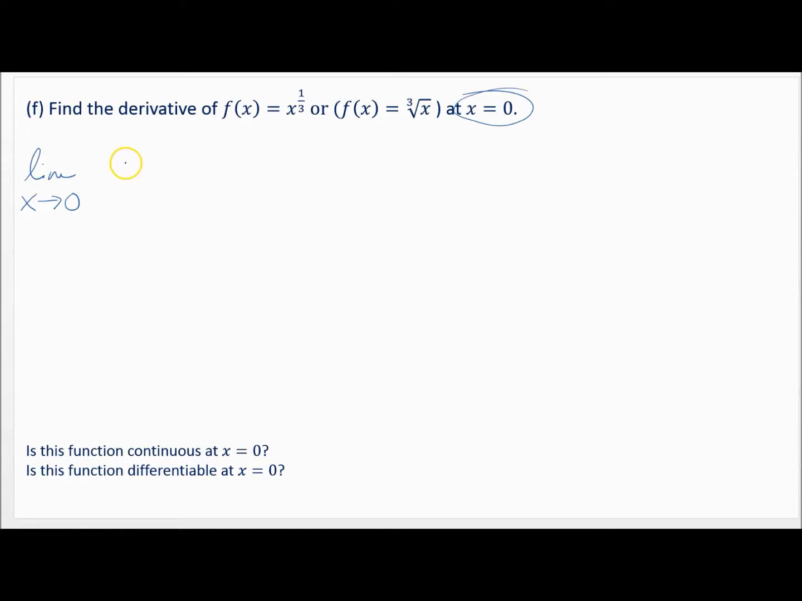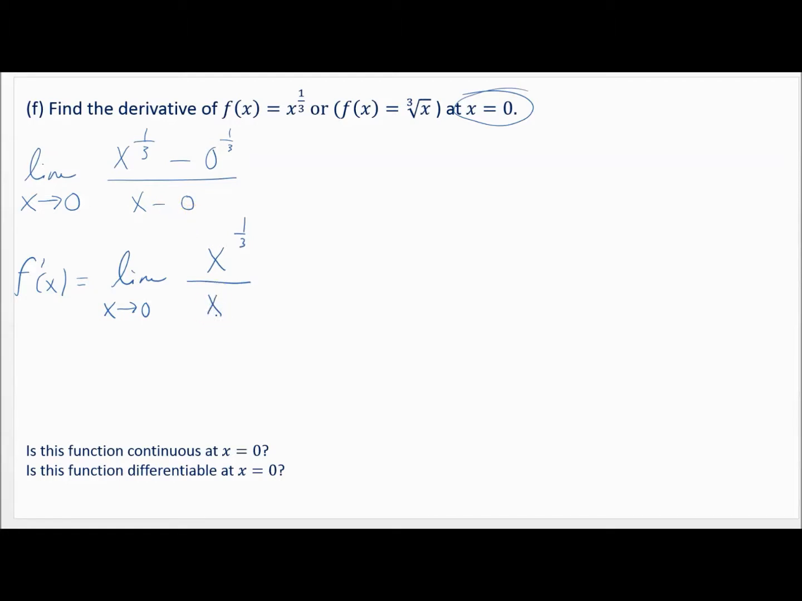So f of x, we can write it as x to the 1/3 minus f of c, which is going to be 0 to the 1/3, divided by x minus c. Now I'm supposed to continue and simplify, and I guess I should use proper notation too. So I can say f prime of x, I should have written it on the first line, is the limit as x approaches 0. Of course, in the numerator, x to the 1/3 minus 0 to the 1/3 is x to the 1/3. x minus 0 is x.